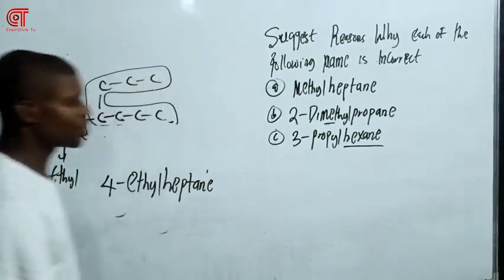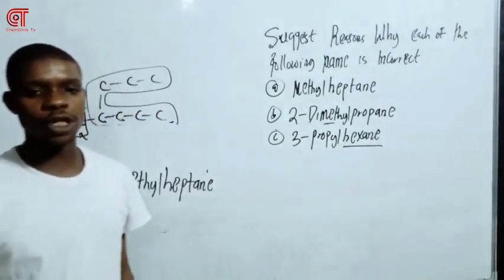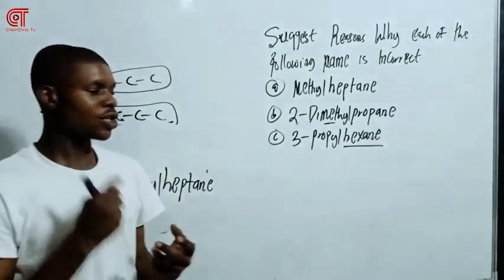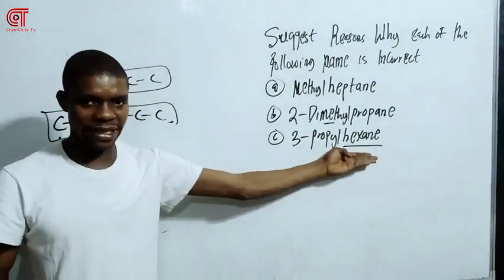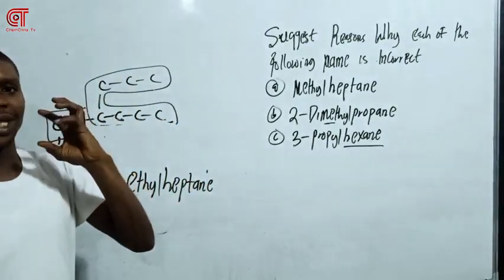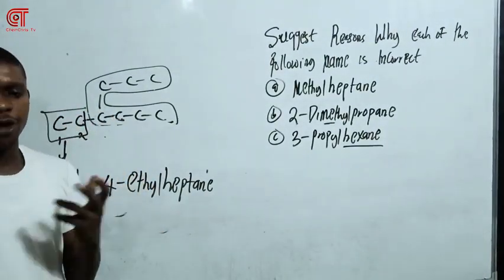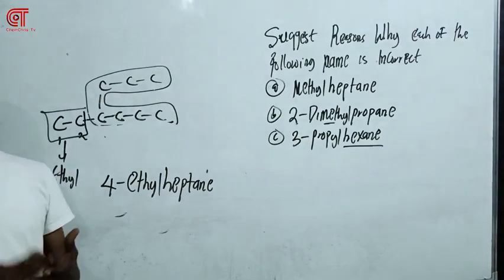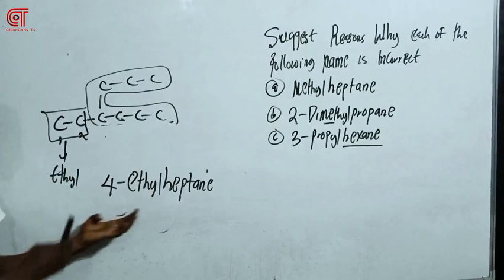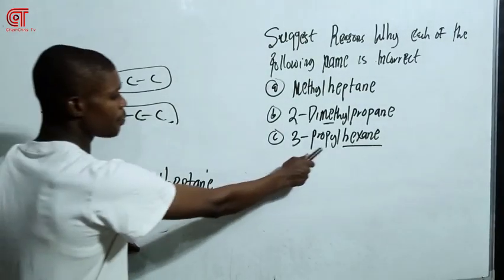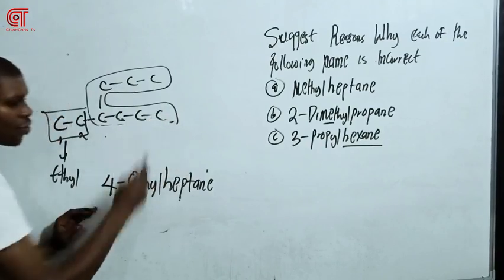So the reason why this is wrong is because hexane is not the parent chain. It's supposed to be heptane, because heptane has more carbon than hexane. You get? So like I said, this is an application of the knowledge I've already gotten from the previous nomenclature. So the correct name is not 3-propyl hexane, it is 4-ethyl heptane. That is the correct name.